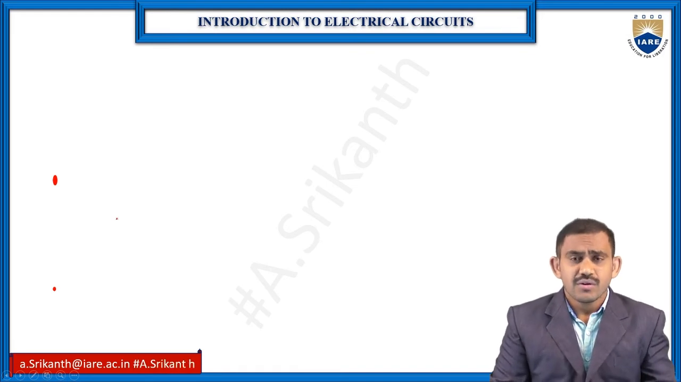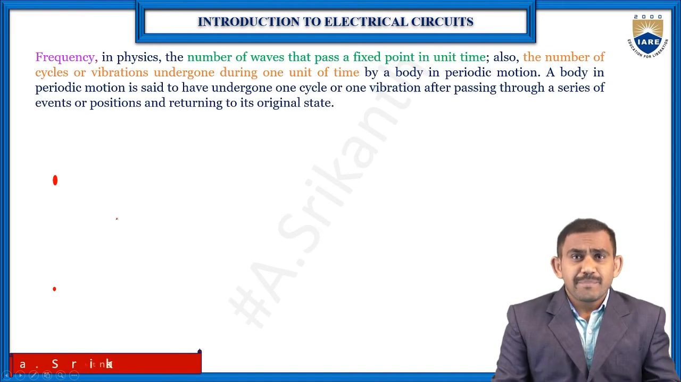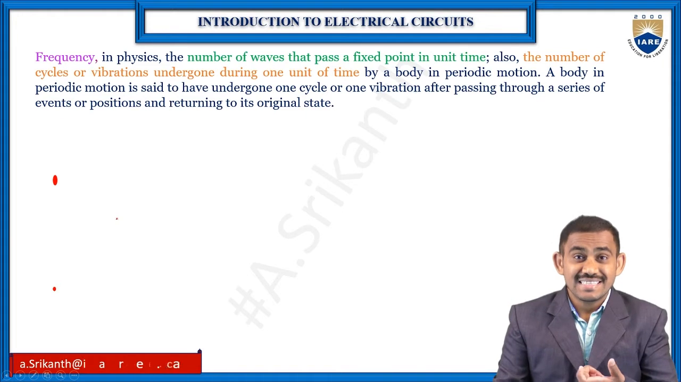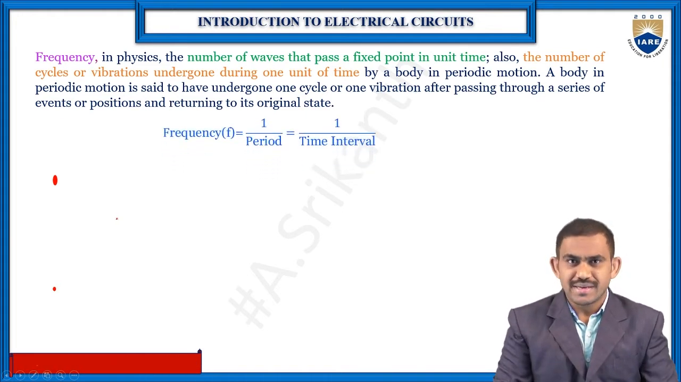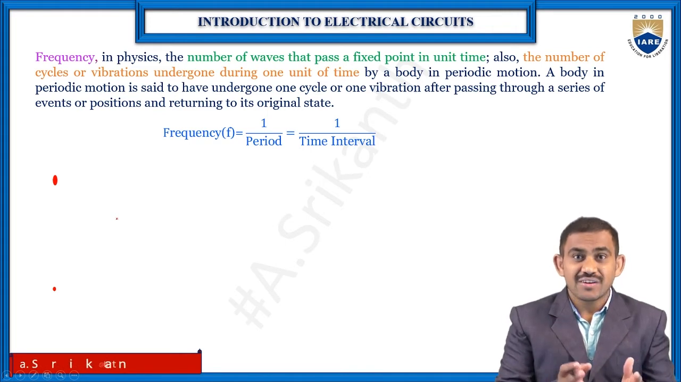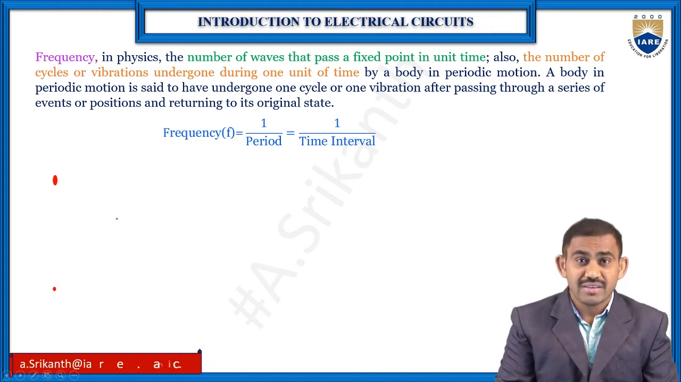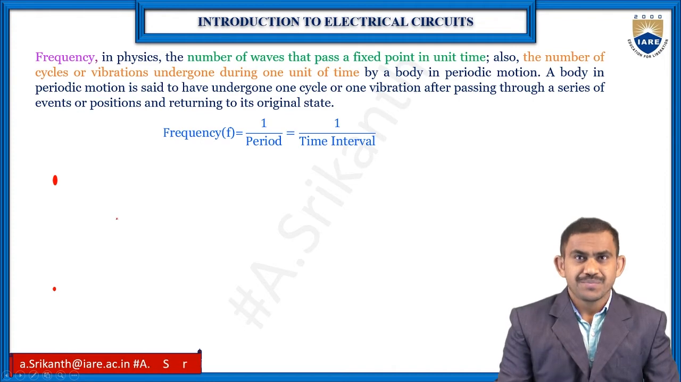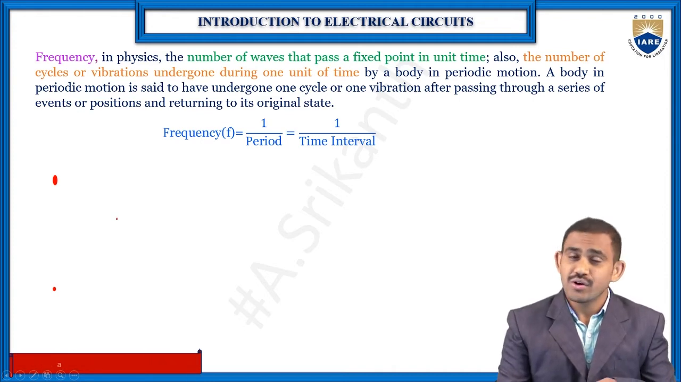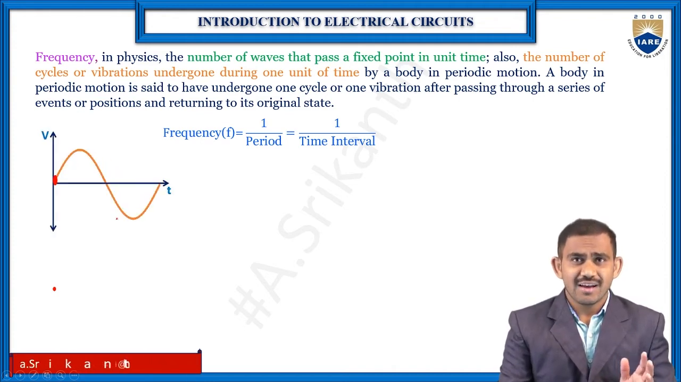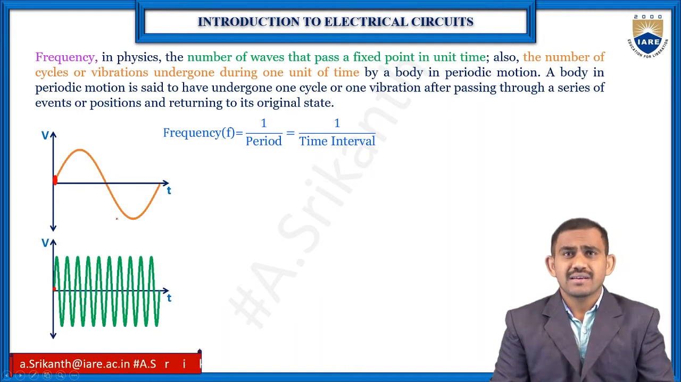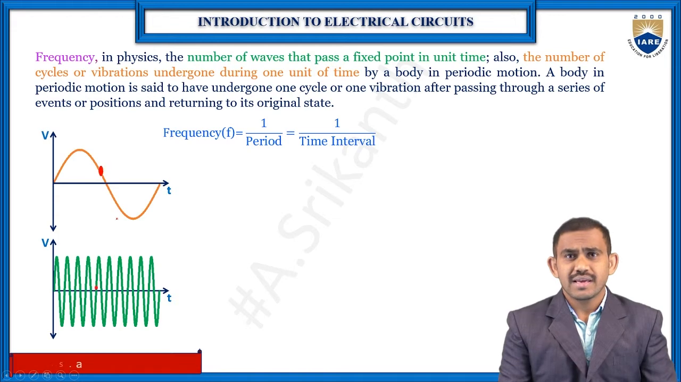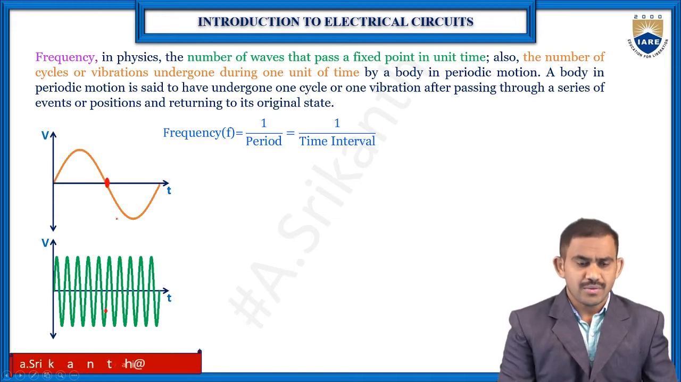Clear? Now I want to compare two waveforms at the same time period. Your frequency formula is 1 by time period. At the same time period, I want to know which is the higher frequency and which is the lower frequency. This is my one waveform, and at the same time period I have one more waveform. Just observe both waveforms now.